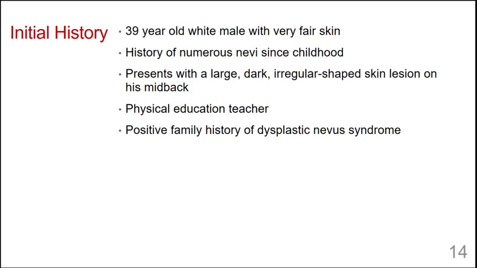So we have a 39-year-old male that has very fair skin. He has a history of numerous nevi or moles since childhood. He presents with a large, dark, irregularly shaped skin lesion on his mid-back. He's a gym teacher, and he has a positive family history of dysplastic nevus syndrome.